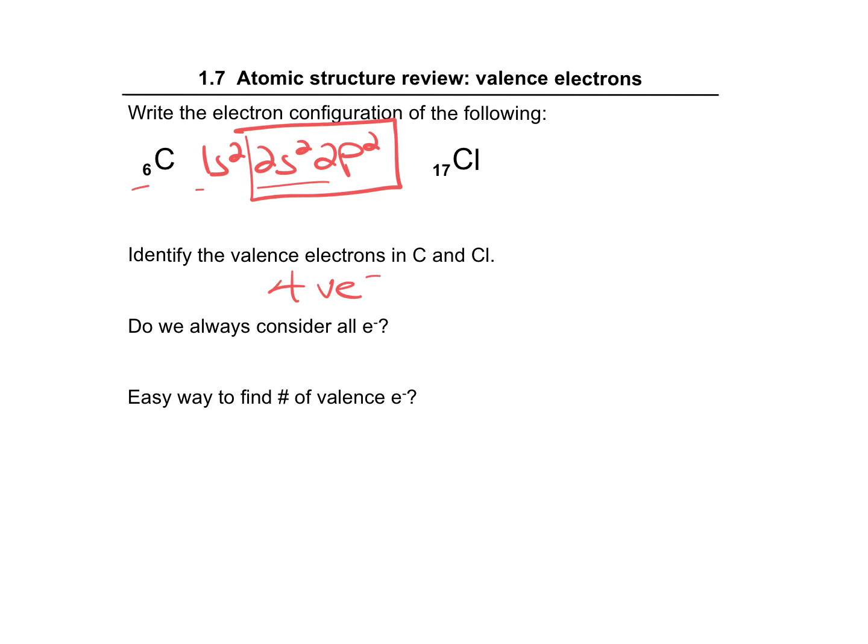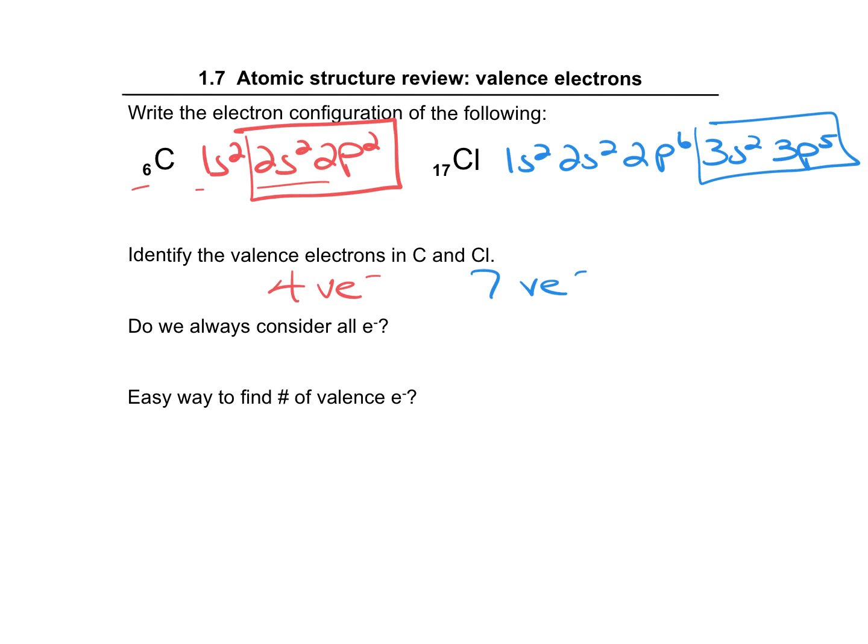If we're looking at chlorine, this is 1s2, 2s2, 2p6, 3s2, 3p5. So we've got the 1 shell, the 2 shell, the 3 shell. So these are our valence electrons. So in chlorine, we have 7 valence electrons.